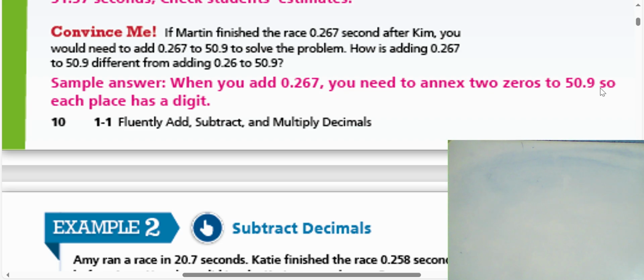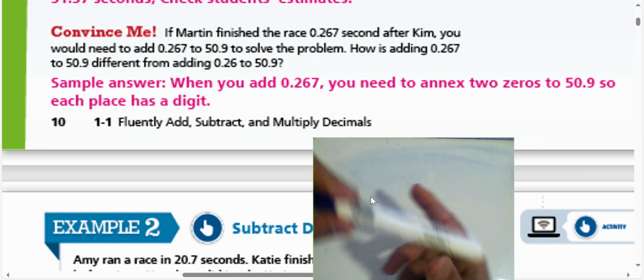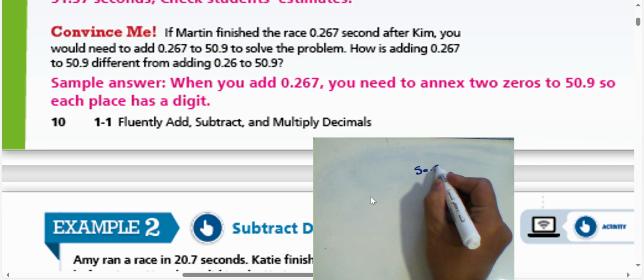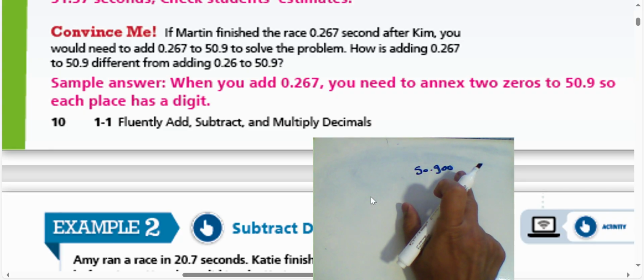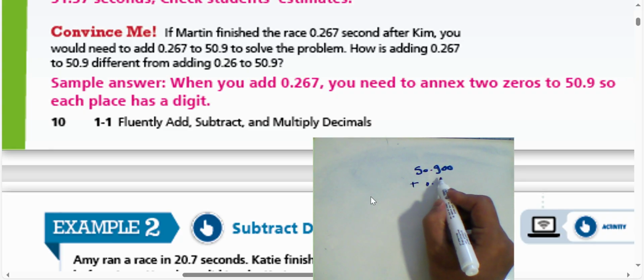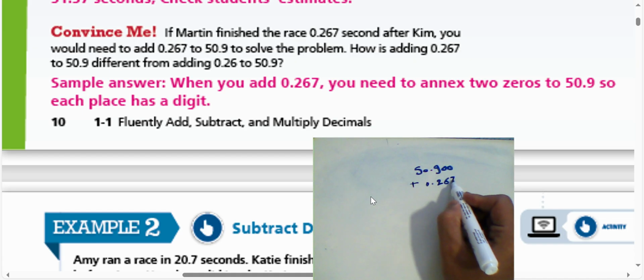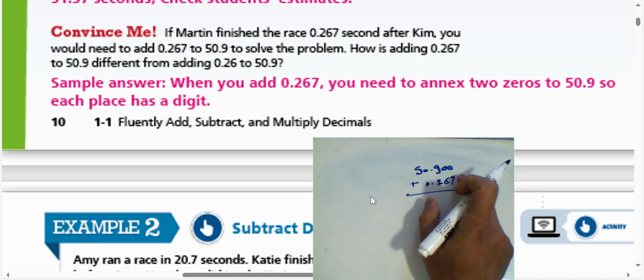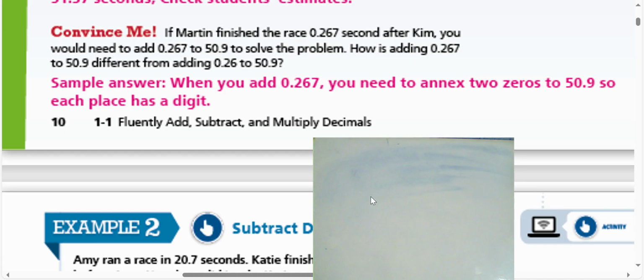50 and 9 tenths, we must put double zero on the right hand side to add together. Okay, right here 50 and 9 tenths, we must put double zero to add together. We have 0.267. We must make equal parts, putting double zero on the right hand side to find the sum.